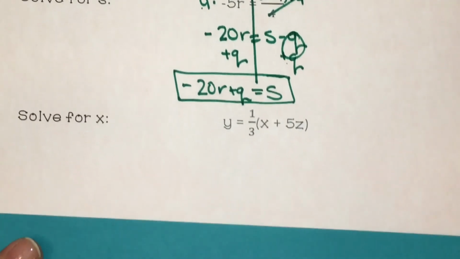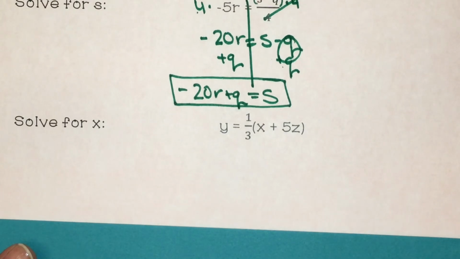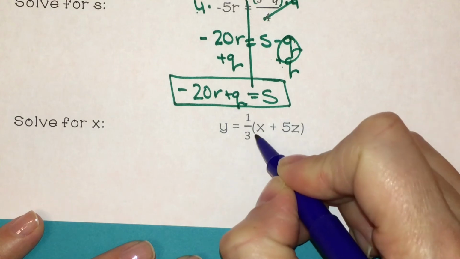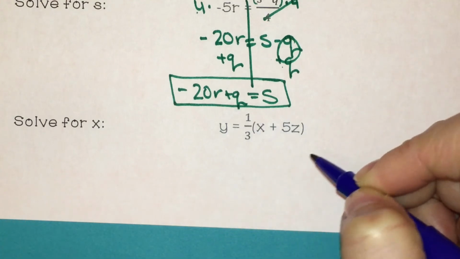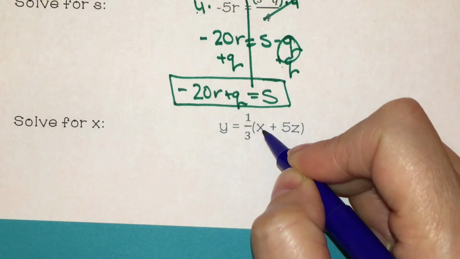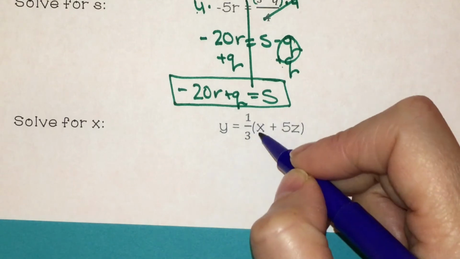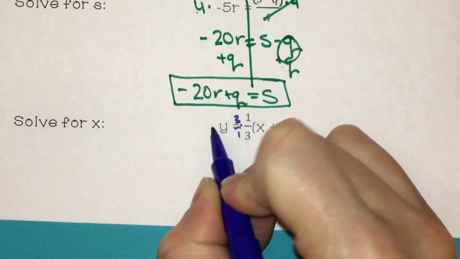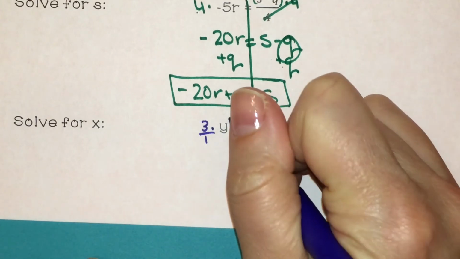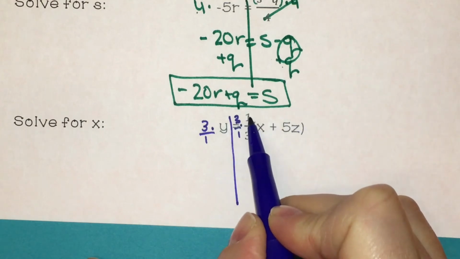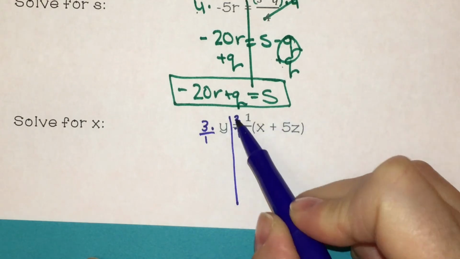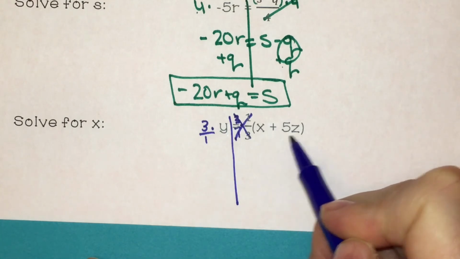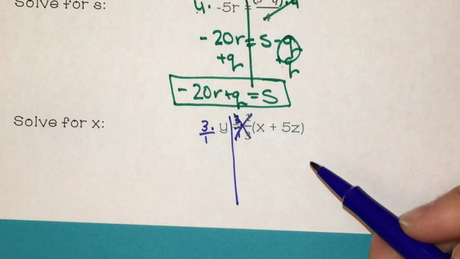All right, now we're solving for x. Okay, let's get rid of this. The whole parenthesis is multiplied by 1/3 because we want to work with what's inside the parenthesis. We want to get that x by itself, so we have to get rid of what's on the outside first by multiplying both sides by the reciprocal, 3/1. Okay, so 3 times 1 is 3, 1 times 3 is 3, and 3 divided by 3 is 1. And if we have 1 times x plus 5z, it's just x plus 5z.